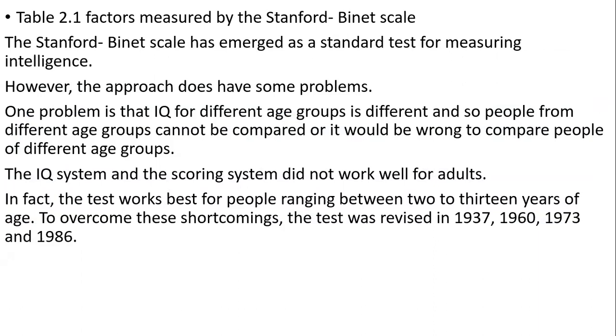So then there is no way of measuring IQ for adults. So that is also one shortcoming of Stanford-Binet's IQ system, right? In fact, the test works best for people ranging between 2 to 13. So then it is very difficult to measure the IQ rate of adults. Okay, right. So that's all.